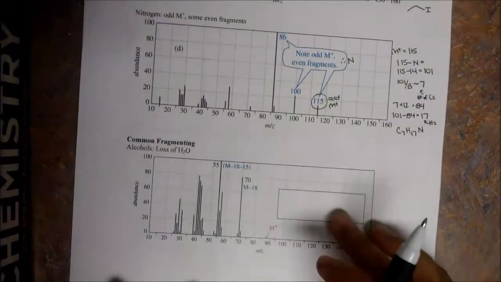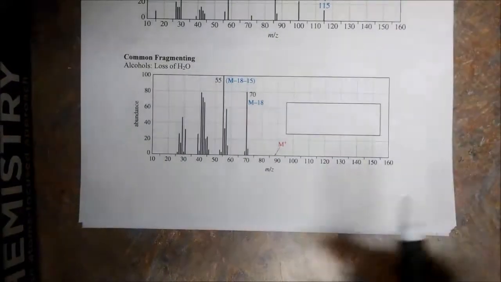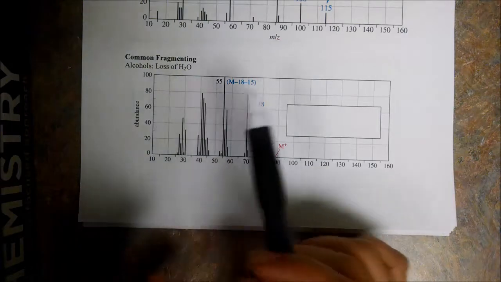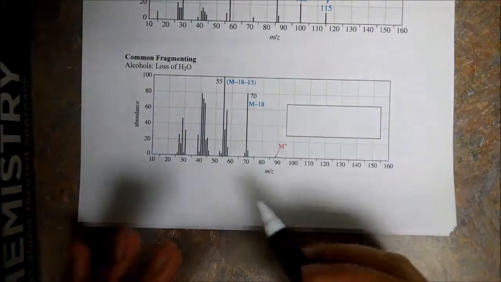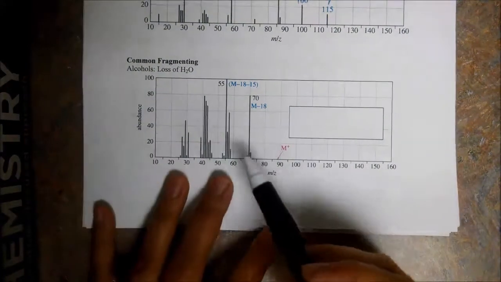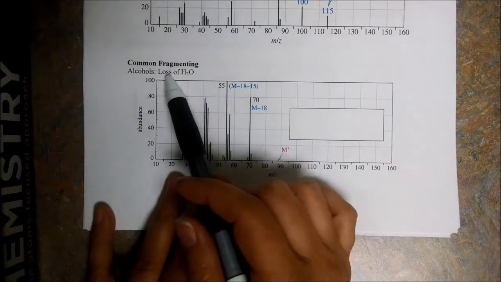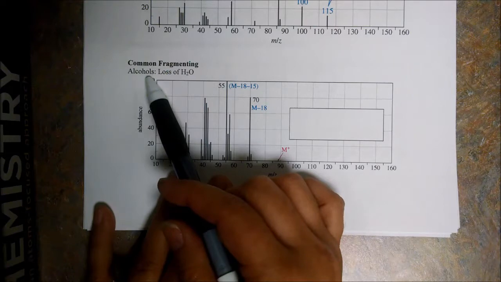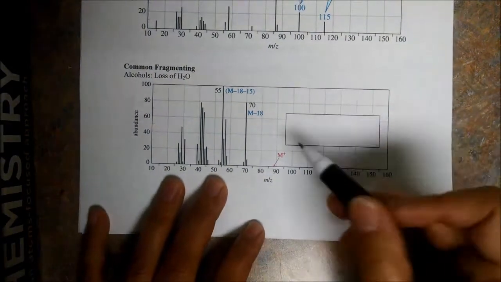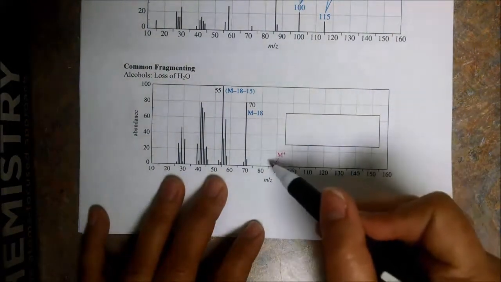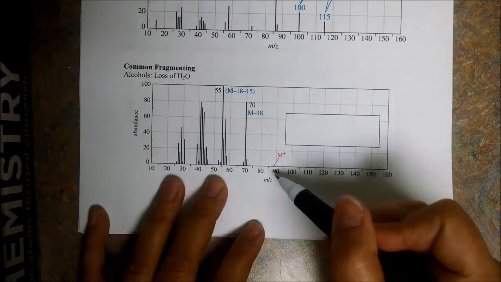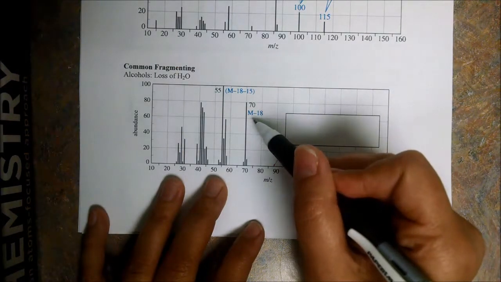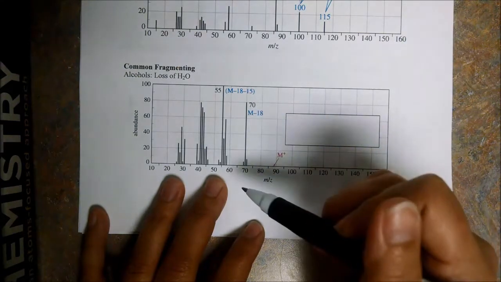Those are the unique mass patterns. On to common fragmenting. Again, these are unique mass patterns that will indicate something about the structure of our compound. First up, if we have the loss of H2O in mass, we probably have an alcohol. Here they've denoted the molecular ion for us, which would be hard to find yourself. But here is the M-18 peak, and we can see that it's pretty major.